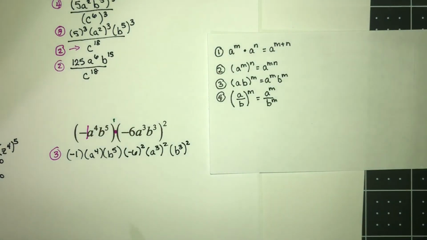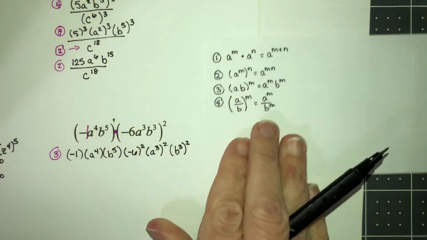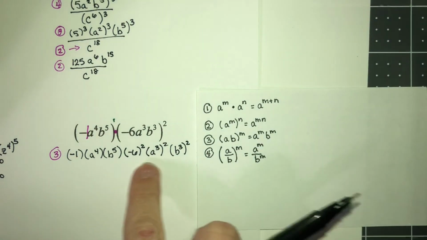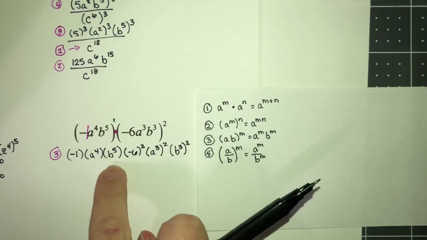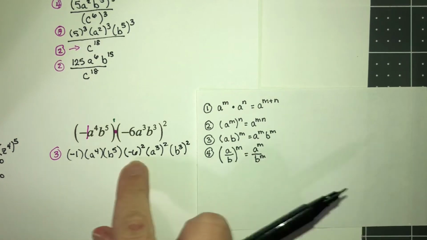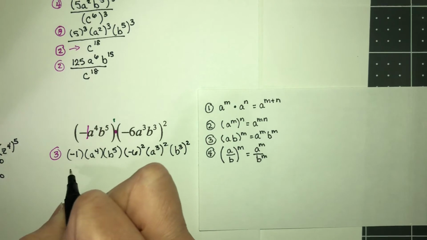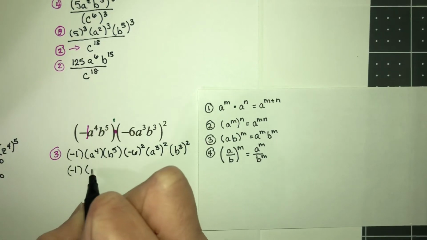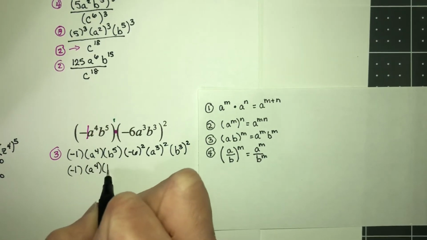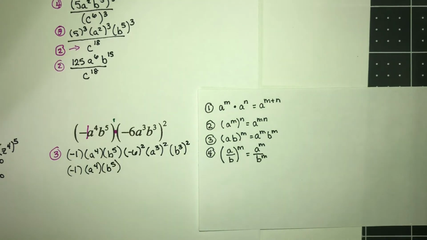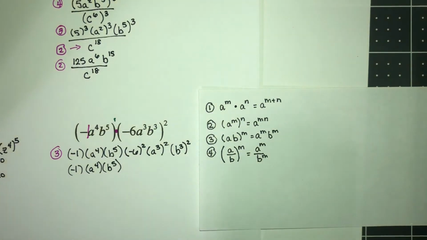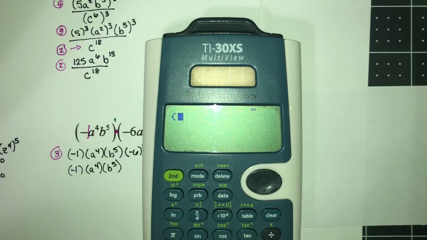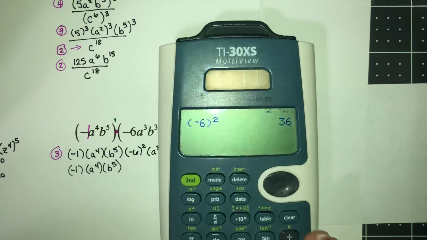Okay, so now I have a bunch of things here. I'm going to simplify here. These are going to stay the same. There's not really anything I can do here. I can simplify over here. So I'm going to recopy this. Okay. Now -6 in parentheses squared. Open parentheses, -6, and then raise it to the 2nd power. And you get 36.